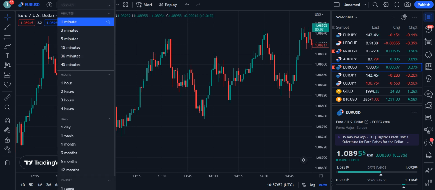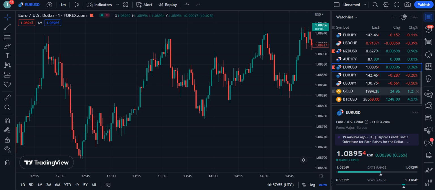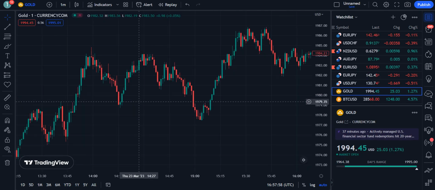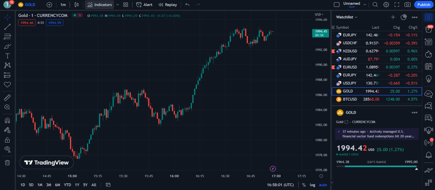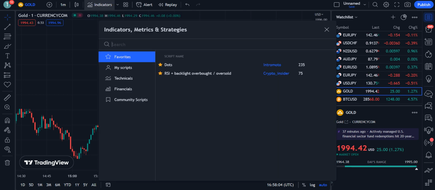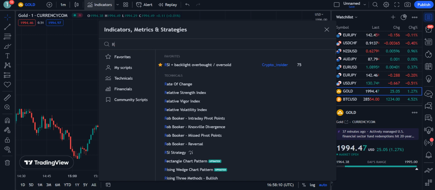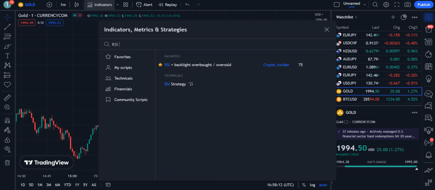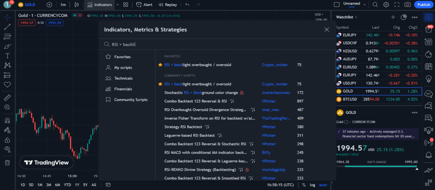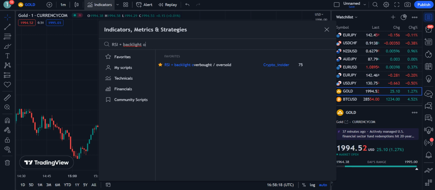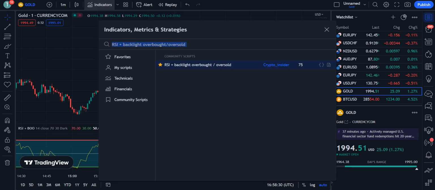Here I have set the time frame to 1 minute, and I will set the chart to gold, as you can see here. And now I'm going to apply the indicators. The first indicator that I'm using here is the RSI plus backlight overbought/oversold level. This is by Crypto Insider, and 75 traders are using this indicator. You have to simply click on it, and it will be applied on your chart.